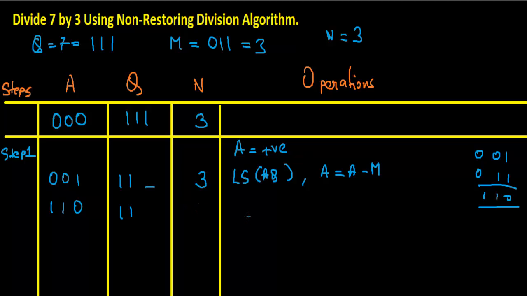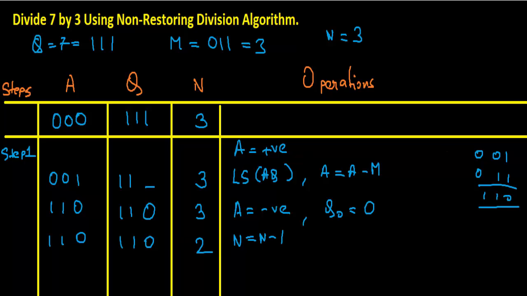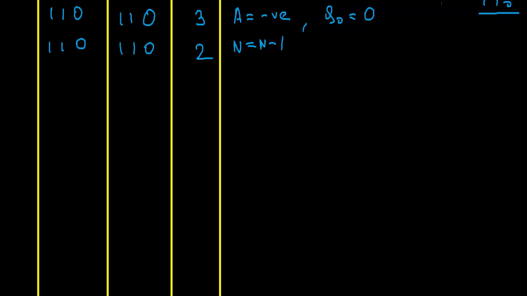So we'll see the sign of A again. Now A is negative. So now set Q0 to 0, and N will remain same, and finally we'll reduce N equals N minus 1. So we're just finally writing this. We have done the first step. So now let us do the second step.